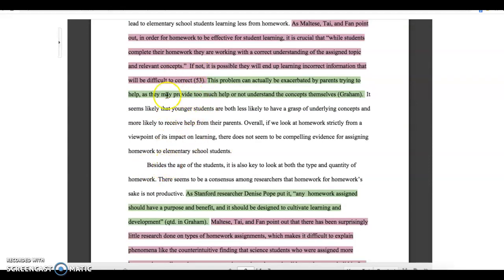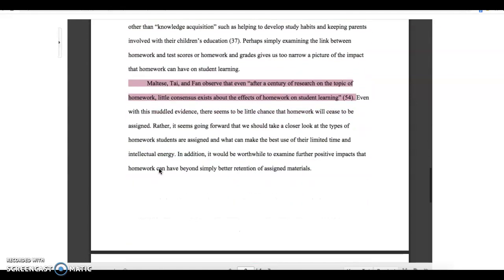This paragraph up here is about the age of students, and then she uses this transition: Besides the age of students, it is also key to look at the type and quantity of homework. So notice how she's using this really smooth transition to lead us from one idea to the other. This is a very reader-friendly paper. She's doing a lot of careful work to help guide us through the paper so that we don't have to struggle to follow her. And I also like her conclusion.